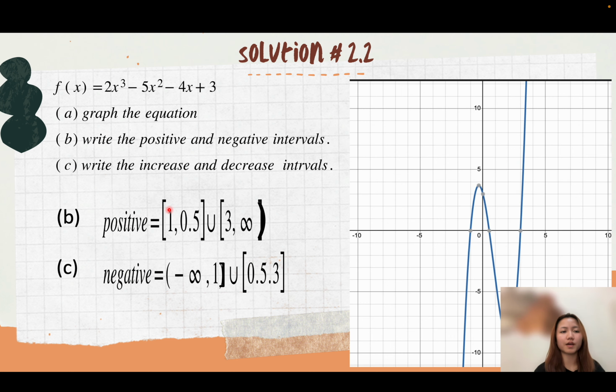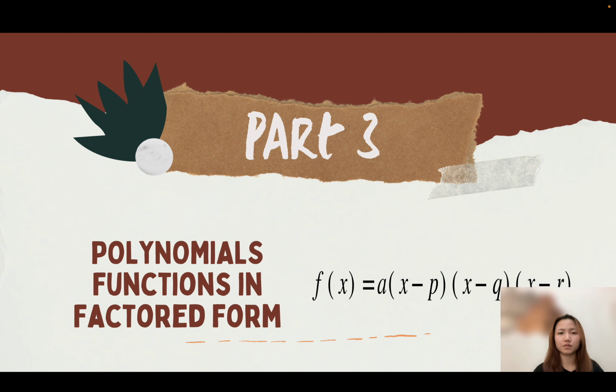And then we need to find the graph. They give you the equation and ask you to graph it. You can use a graphing calculator to graph it, and then you find out the positive and negative. Positive is here, negative is below 0.